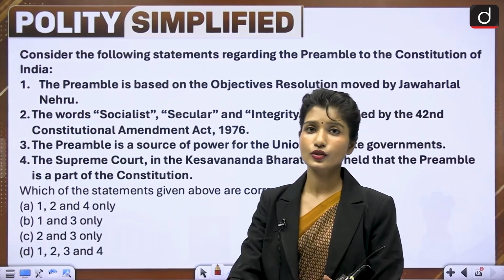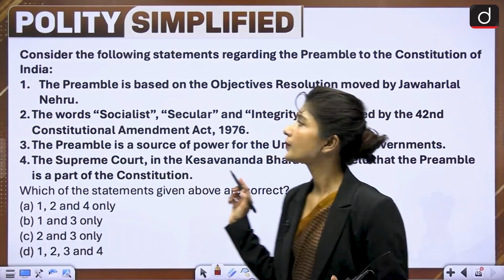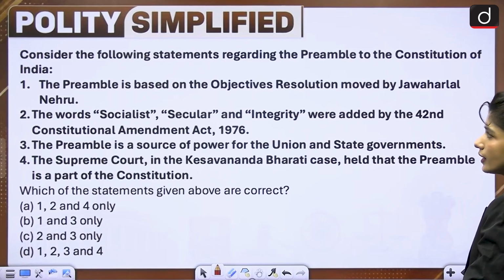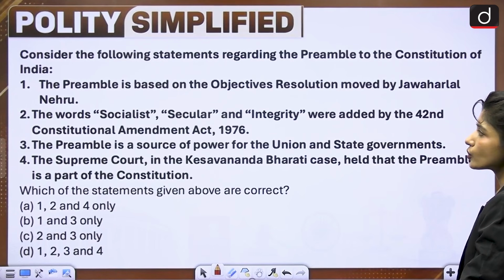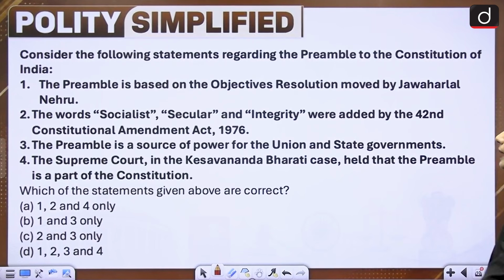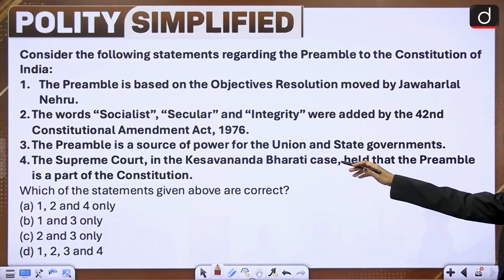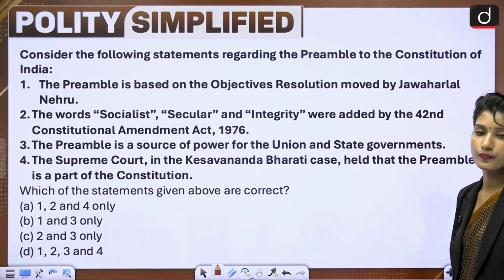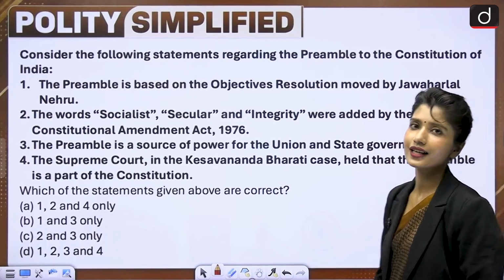Now let's come to the last part of the lecture, which is a question for you. I really hope that you've understood everything. So let's answer this question. The question says, consider the following statements regarding preamble to the Constitution of India. First, the preamble is based on objectives resolution moved by Jawaharlal Nehru. Second, the words socialist, secular, and integrity were added by the 42nd Constitutional Amendment Act 1976. Third, the preamble is a source of power for the union and state governments. And fourth, the Supreme Court in Keshav Nand Bharti case held that preamble is a part of the Constitution. You have to tell me which of these is correct.